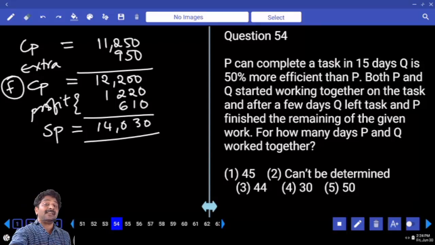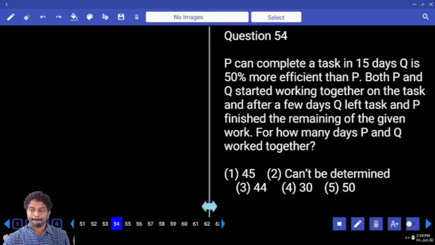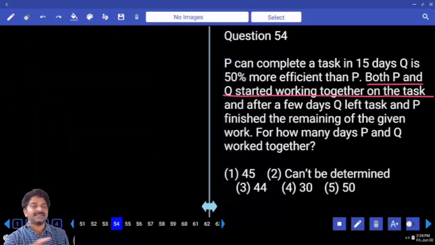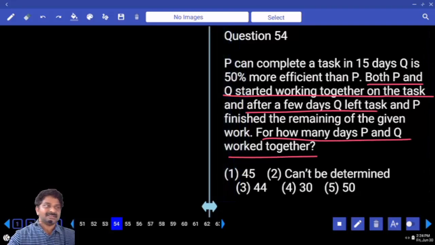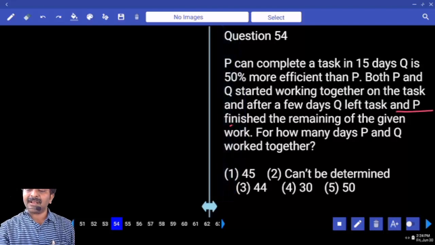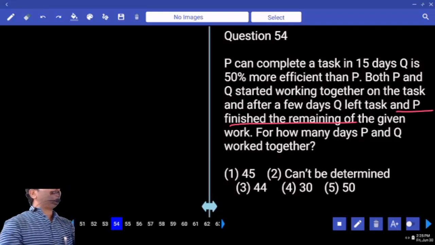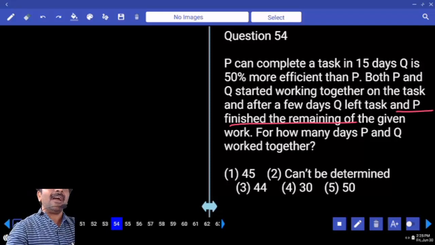What exactly is required to answer this question? According to the information, P and Q both started together and they worked some days. After that, Q left, correct? Now, that's what the question is about. For how many days P and Q worked together is equal to the number of days that Q worked. Then, after that what happened? P completed the remaining work, correct? Now, the information required is: P completed the remaining work in how many days? If that is there, we can answer the question.